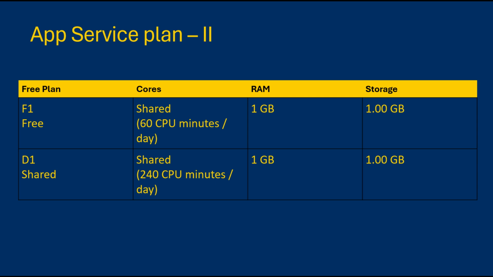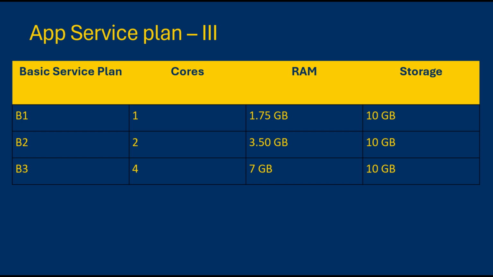Now next slide depicts the infra for shared compute. It contains free and shared option. Both provides 1 GB of RAM and 1 GB of storage. It provides CPU quotas. For F1 free, it is 60 CPU minutes per day, and for D1 shared, it provides 240 CPU minutes per day.